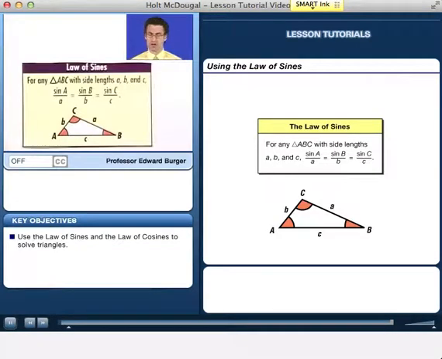The first one is called the law of sines, and it basically tells us that no matter what triangle you think of, it doesn't have to be a right triangle, any triangle at all will obey certain properties involving the trigonometric function sine.